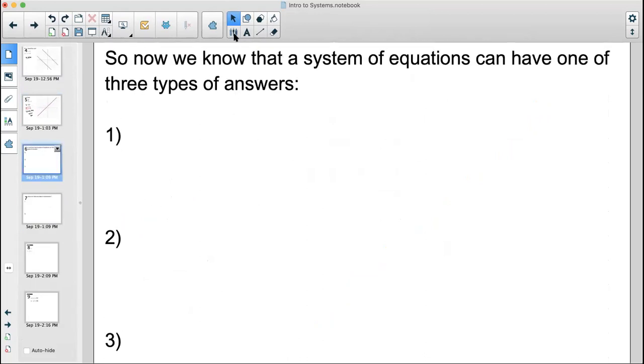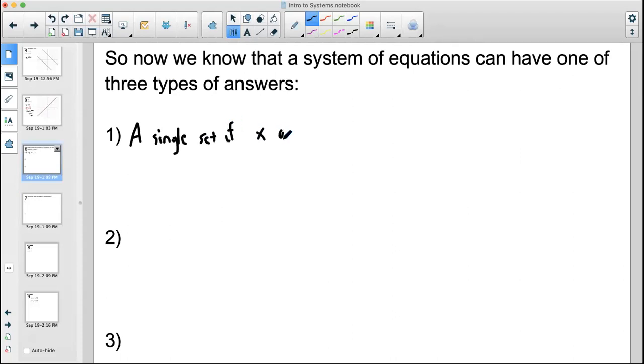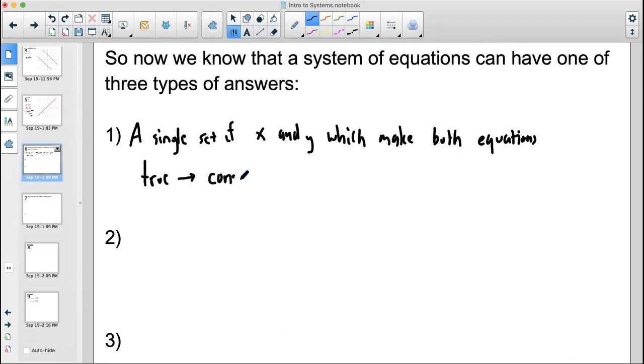So now we know that the system can have three different types of answers. It can have a single answer. And by a single answer, I mean a single set of x and y which make both equations true. A system like this is called consistent, and it's called independent.